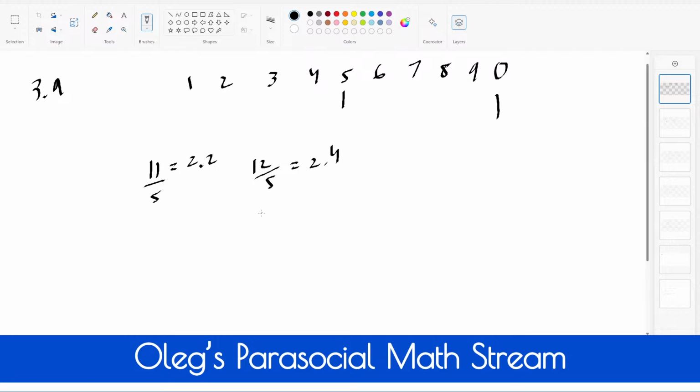And let's try 14. And then 16. This is equal to 2.8. 16 divided by 5 is 3.2. Here we go.